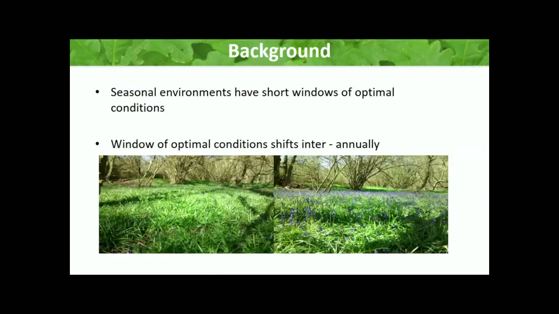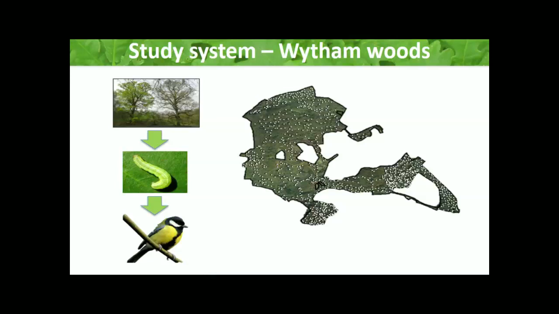So I look at this in Wytham Woods in the UK, so it's a woodland just outside Oxford, working on a winter moth, caterpillar, great tit, and oak tree system. And this is a great system to work on, especially if you're looking at climate change, because we've got more than 60 years worth of both climate and population data.